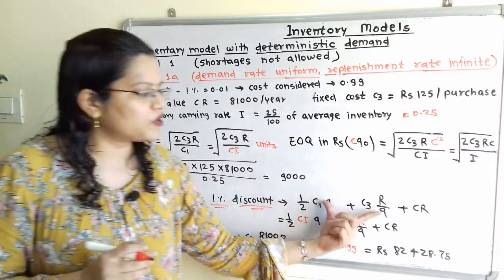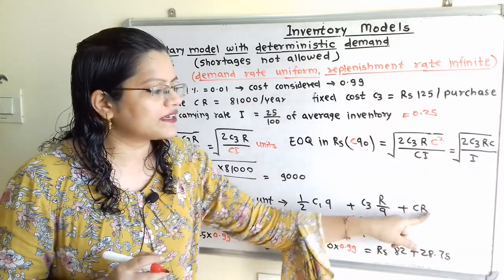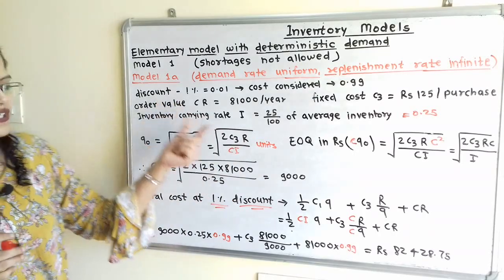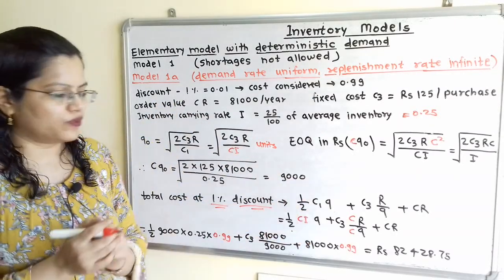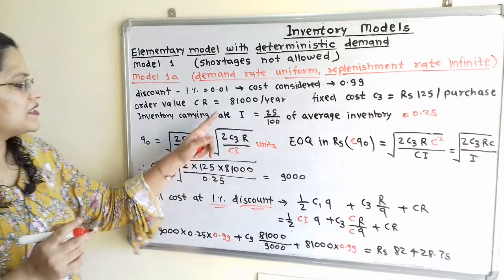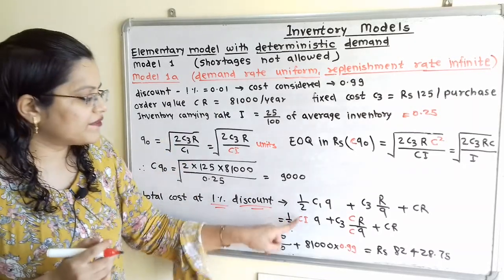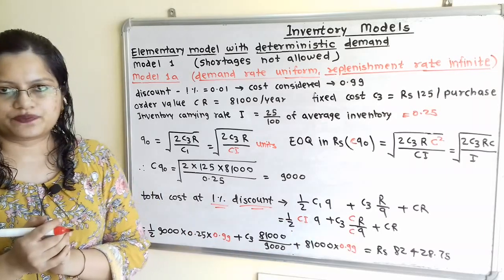So this is the formula that we have to use. Now we have to add CR extra because it is mentioned in the question. Now 1 by 2 C1Q. Again the same problem is there. C1 is not mentioned, so again we will write here CIQ.